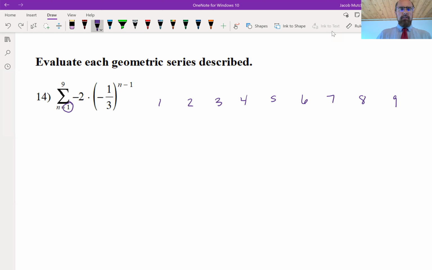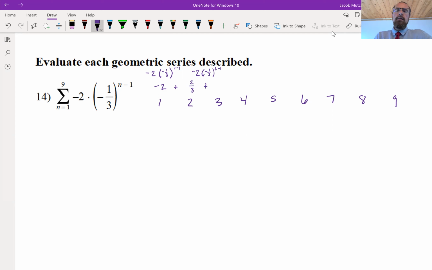And just to see really what am I adding up, it's -2, if I use the explicit formula, -2 times -1/3 to the power of, in this case, 1 minus 1. So that's power of 0. This is going to become 1. My first term is -2. Let's see how this series looks like just by kind of looking at the first few terms. -2 times -1/3 to the power of 2 minus 1. So that's really -2 times -1/3. That's 2/3.